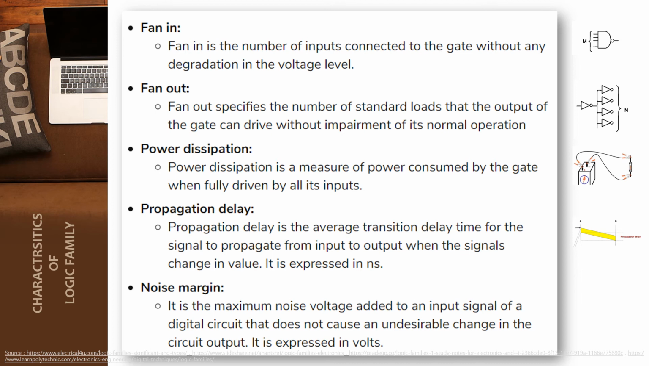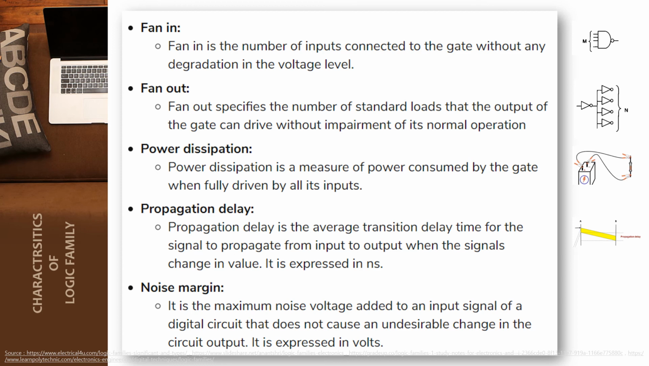So the propagation delay is the average transition delay. Transition means when your device switches or goes from one state to another, that we call the transition. So the average transition delay time for the signal, right? Because we know that a signal travels from one location to another location. And suppose there is a 1 0 signal, so the 0 signal and the 1 signal. When there is a transition between 0 and 1, we have to understand that average transition delay time for the signal to propagate from input to output when the signals change in value. It is expressed in nanoseconds. So that is called the propagation delay.